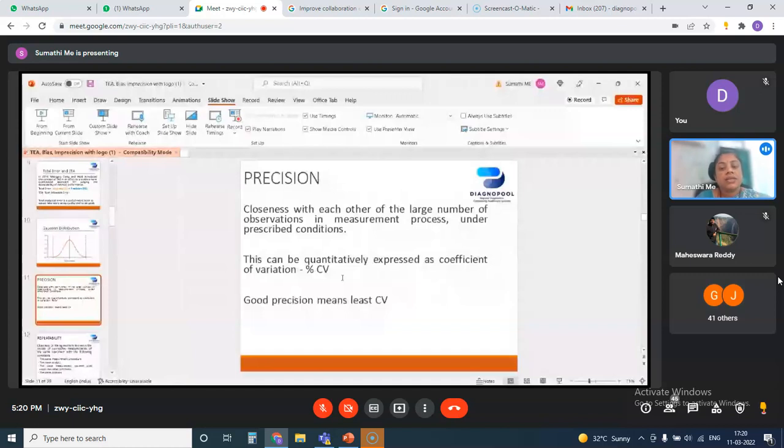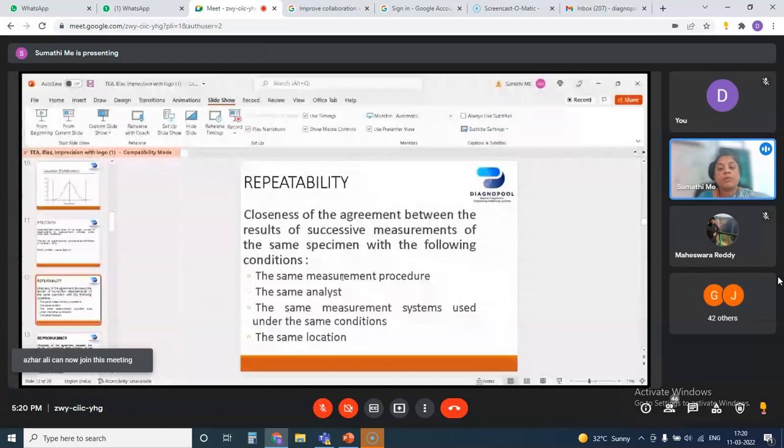And there is something called repeatability and reproducibility. So let us understand what is repeatability. Repeatability is how your data points are in relation with each other. That is how close they are in successive measurements of the same specimen, under the same measurement procedure, same technologist, same measuring system, that means the equipment, under the same condition in the same location. So basically everything should be the same.